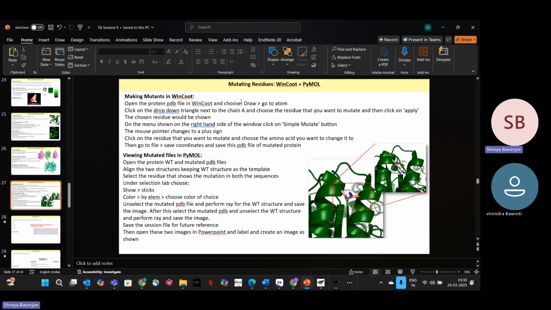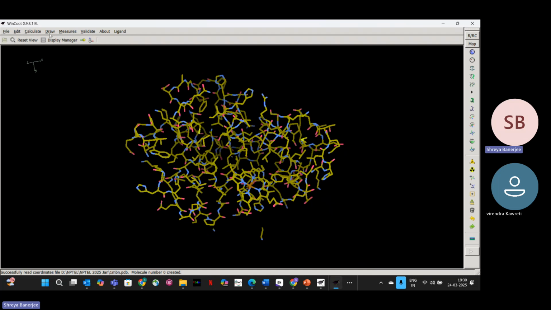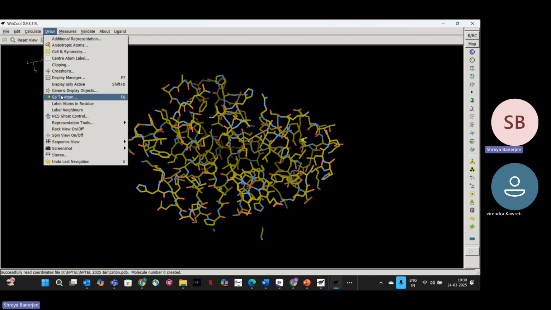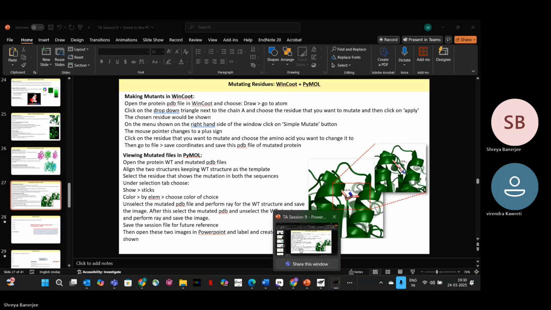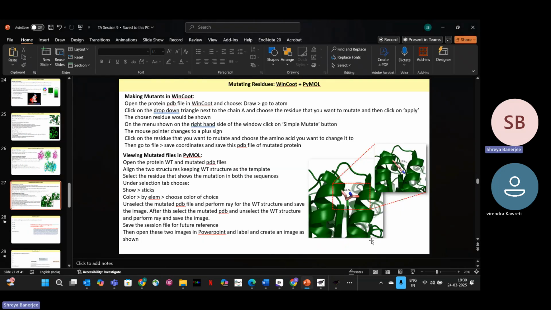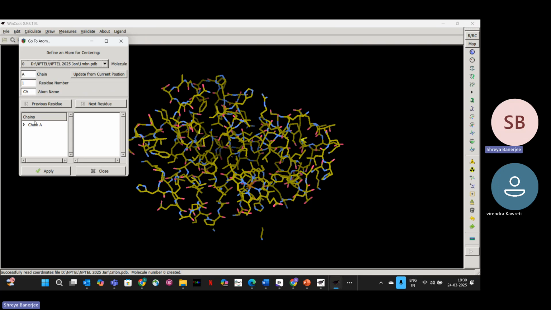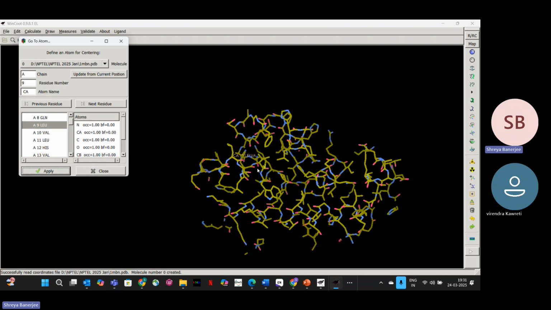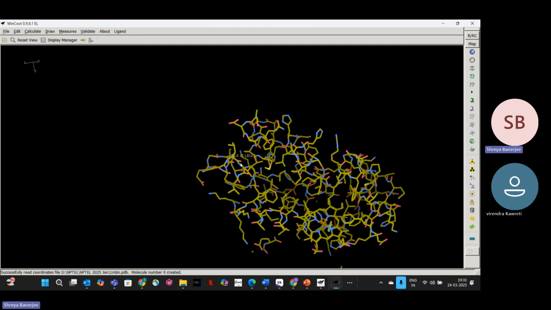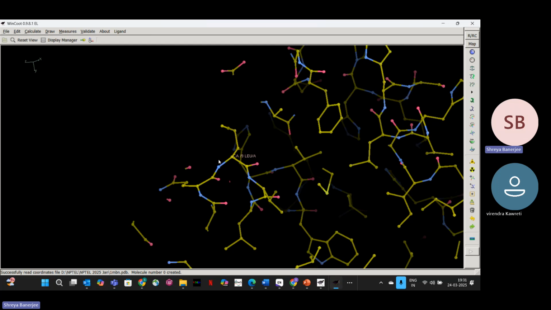So we have opened the PDB file in WinCoot, and I will go to Draw and then go to Atom. There is a drop down menu beside. This is a monomeric molecule, so only one chain is there. I will click on this drop down menu and choose one residue to mutate. Let me choose leucine 9. I've chosen it and I will click Apply. Now it is showing where the leucine is appearing. Let me expand the structure. The leucine is appearing here.